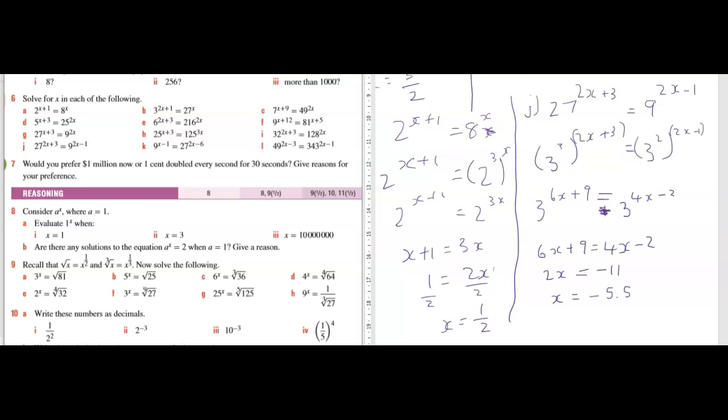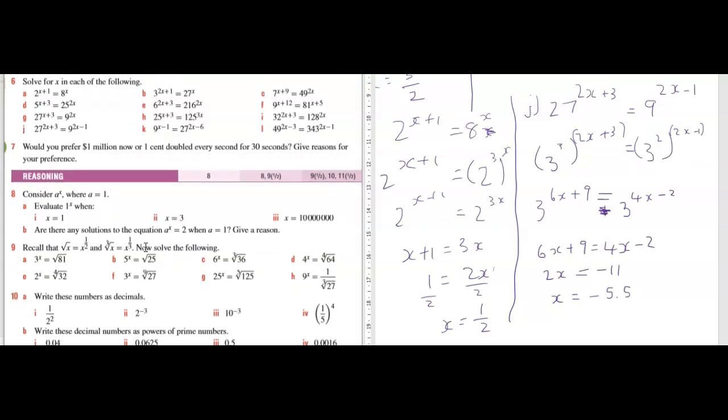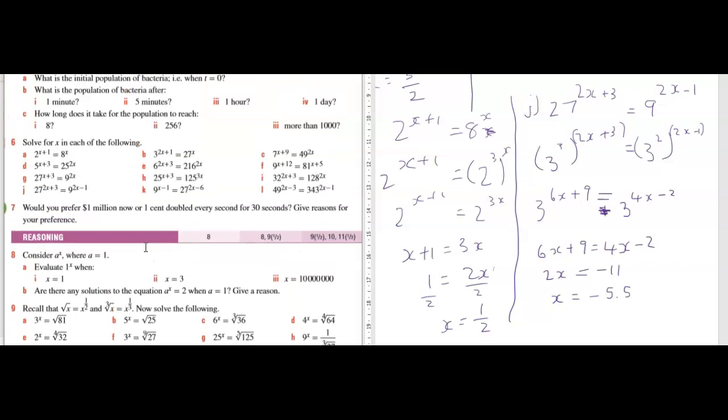Okay, I just wanted to pause that just to make sure I was right. So the answer is negative 11 over 2, which is the same as negative 5.5. So we're good to keep going. All right, I'm going to leave it there. If you can do up to question 6, that is awesome.